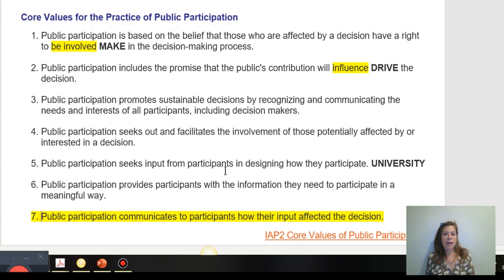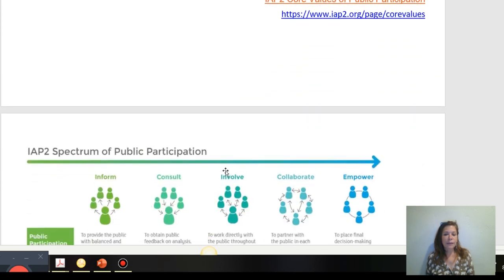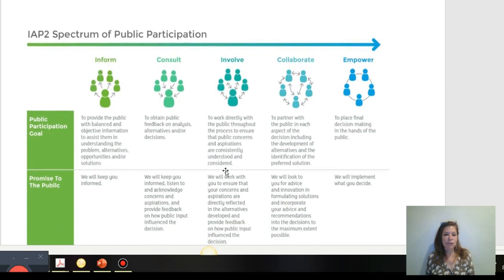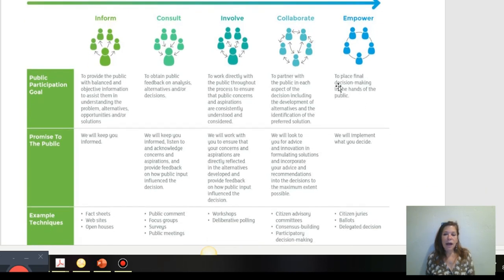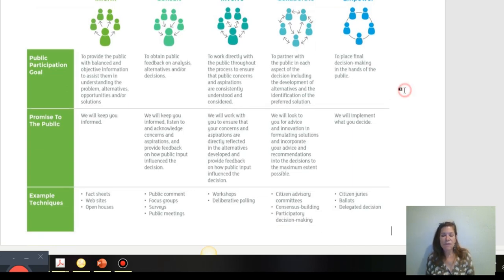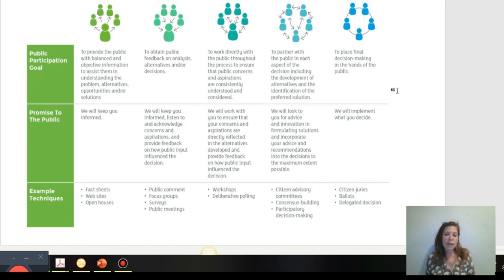All right. Here is a little bit different spectrum of public participation. It's just put out a little bit differently. It's inform, consult, involve, collaborate, and empower. And even though their values don't say it, I like this piece right here where it says to place the final decision making in the hands of the public. Ultimately, you want to do that. Now, there are times when you can't.